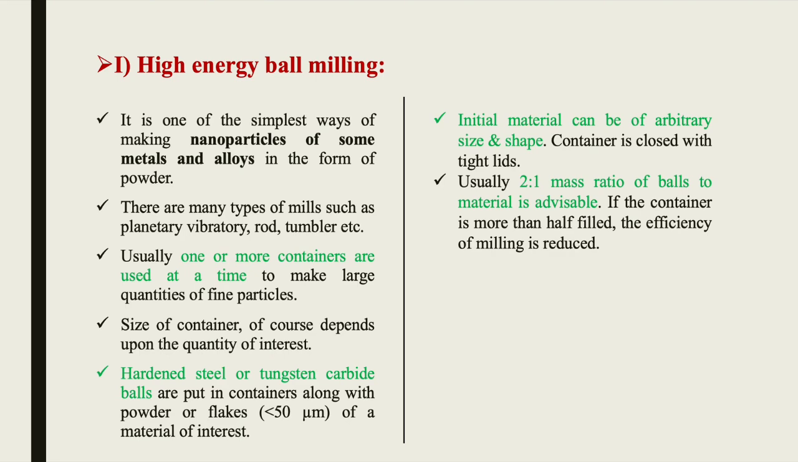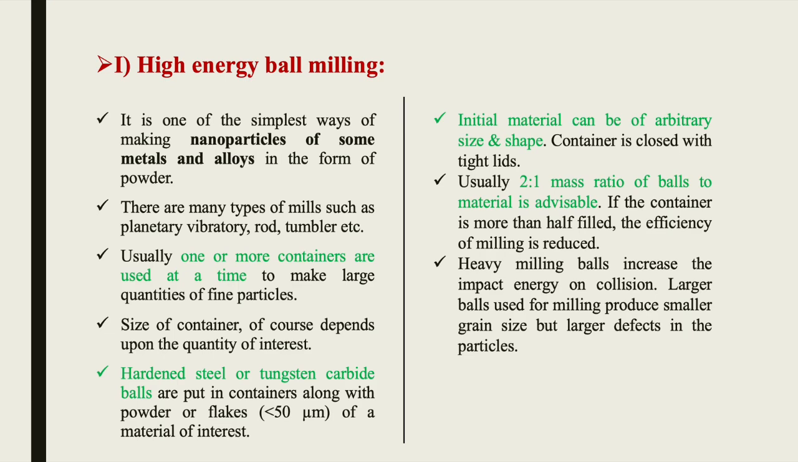then a 2 to 1 mass ratio of ball to material is advisable. Suppose your balls are 10 kg, then your material should be 5 kg. You have to take that ratio to obtain a good quality, fine quality of nanomaterial. If the container is more than half filled, the efficiency of milling is reduced. So if you fill more than half, your efficiency of the milling will be reduced.